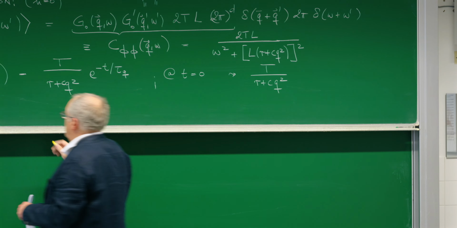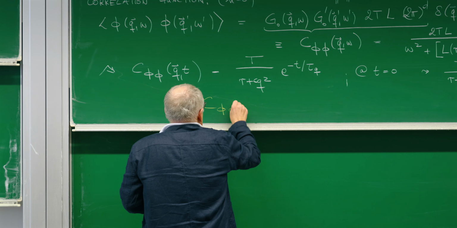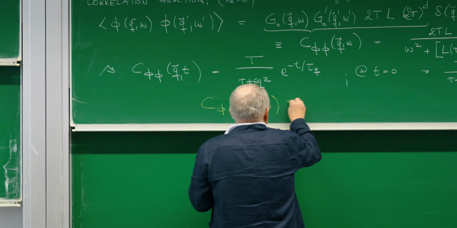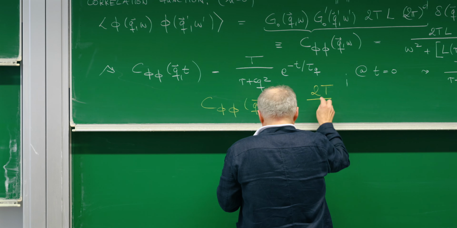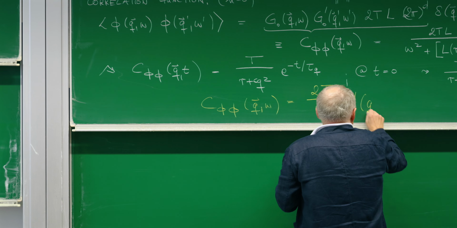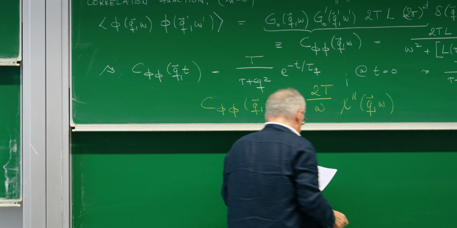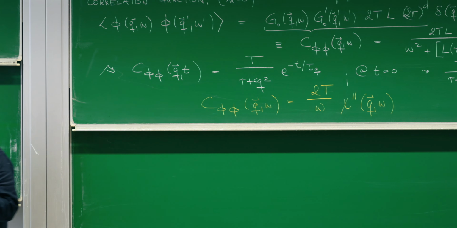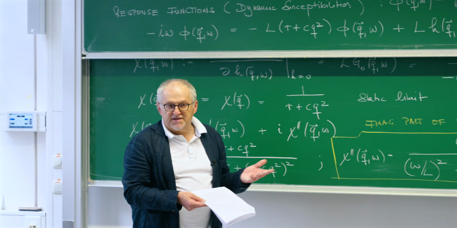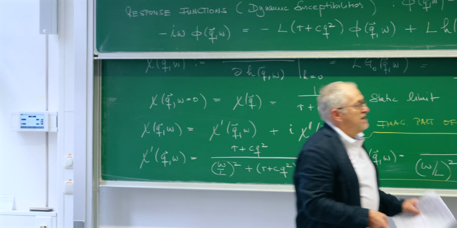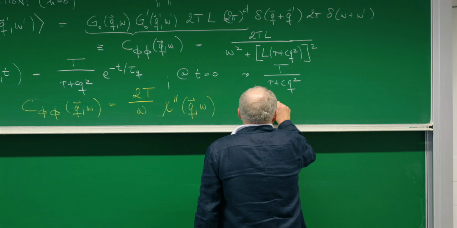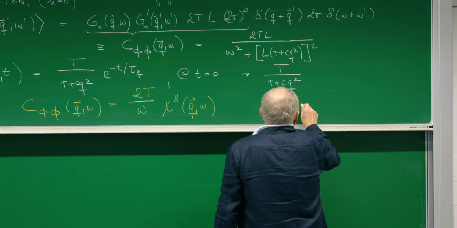What you get from that, just for this calculation, is that this is 2T over omega chi double prime of q and omega. And it's something that we have calculated to a Gaussian approximation. It's not an exact result, it's an approximate result, but it's true in the harmonic theory. The point, though, is that this is true in general.